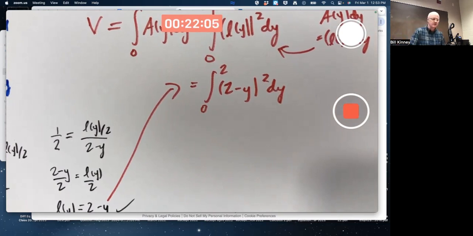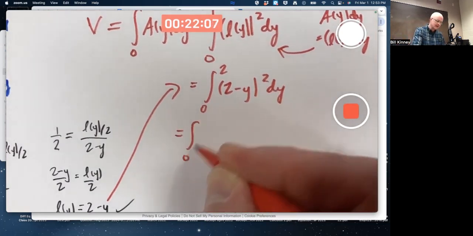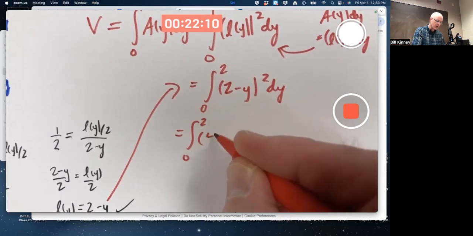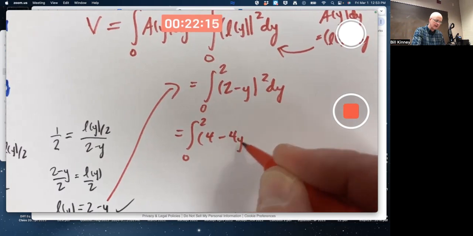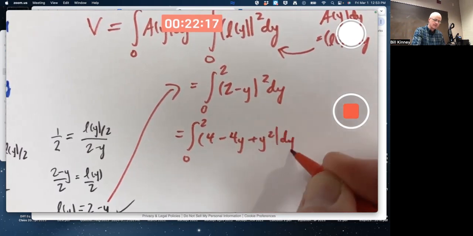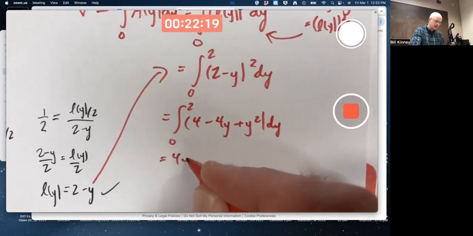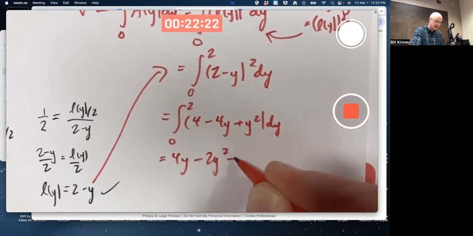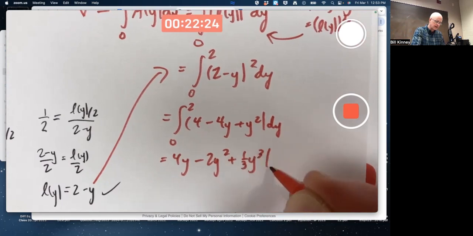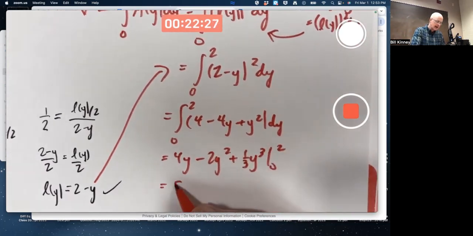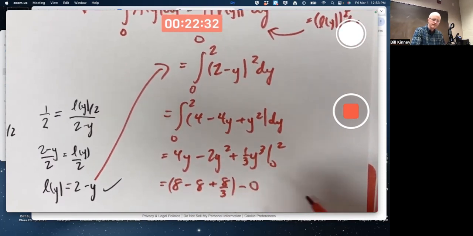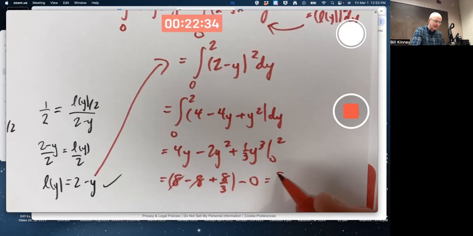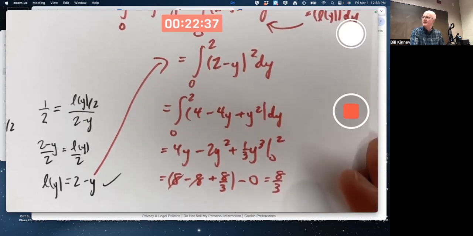Couple different ways you could do this integral. You could expand it. FOIL, 2 squared is 4. Outside and inside products become minus 4y and then plus y squared. You get 4y minus 2y squared plus 1/3 y cubed evaluated from 0 to 2, which gives you 8 minus 8 plus 8/3, all minus 0. The 8's cancel, leaving you with 8/3. Just like I said, the answer would be way back at the beginning, right? 8/3 cubic meters.